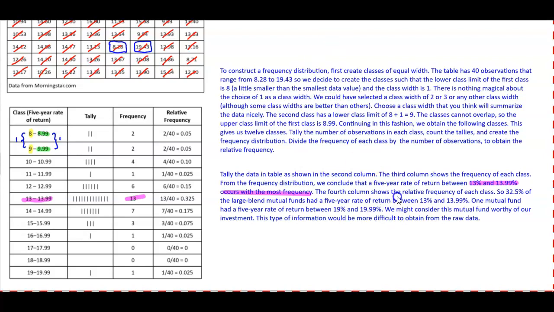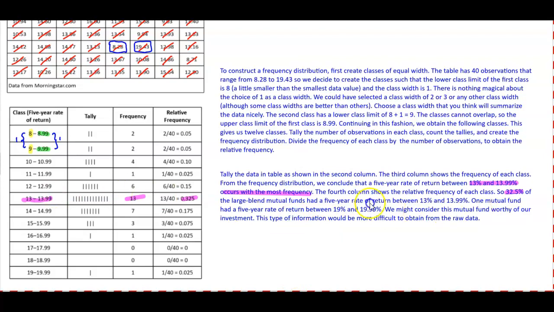So the fourth column shows the relative frequency of each class. So we can see here that 0.325 is the same thing as 32.5% of the large blend mutual funds that had a 5-year return of between 13 and 13.99%.